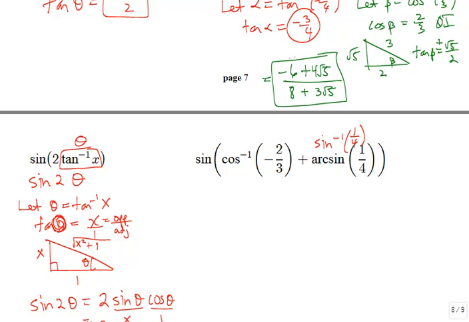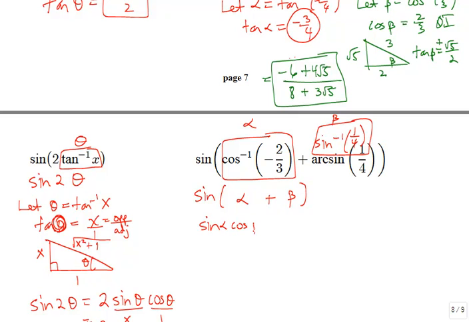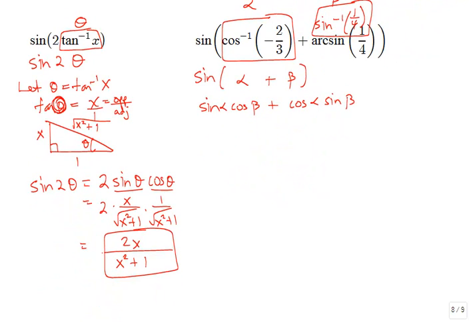So what are we trying to figure out here? Each of these inverse pieces is an angle, and I've got 2 of them. So let's call this alpha and this beta. So we're trying to find sine of alpha plus beta. According to my sum formula for sine, this would be sine of the first times cosine of the second plus cosine of the first times sine of the second. So I need to figure out what these 4 pieces are.